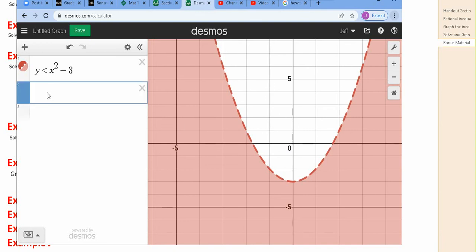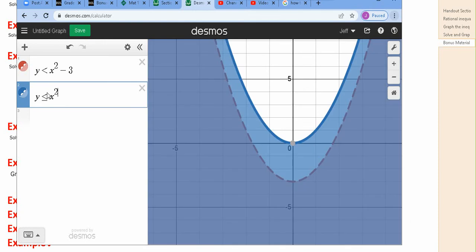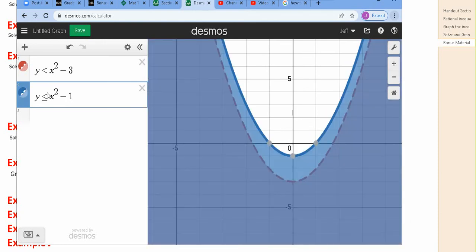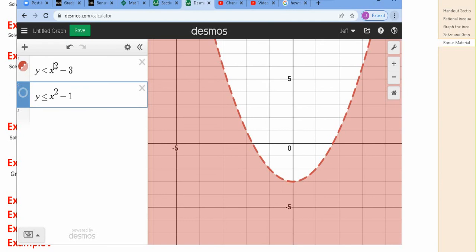If this was a less than or equal to x squared minus 1, say, the difference between a less than or equal to and a less than is that the less than or equal to has a solid line here, whereas the less than has a dashed line.